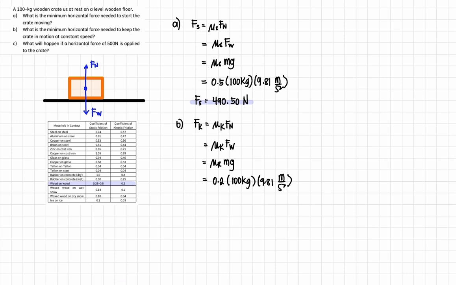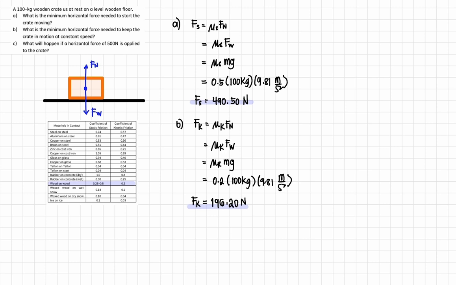So as I said during the discussion, the force needed to keep the crate in motion will always be less than the force needed to start an object moving. Right? We need to overcome the static starting friction. So this is 196.2 newtons. What is this force? This is the force needed to keep the crate in motion at constant speed.